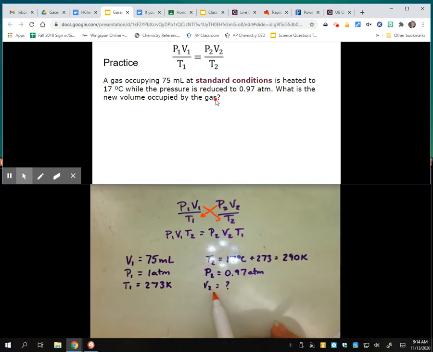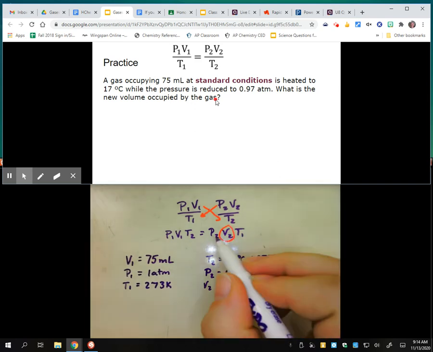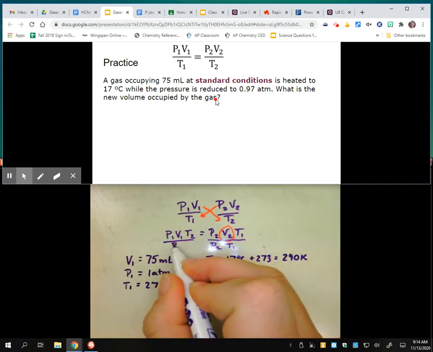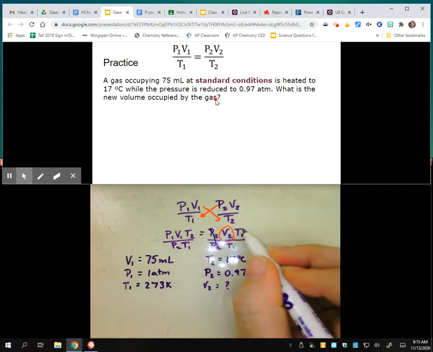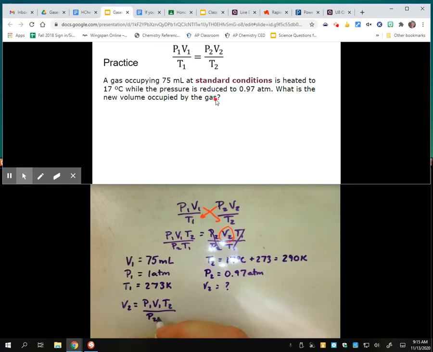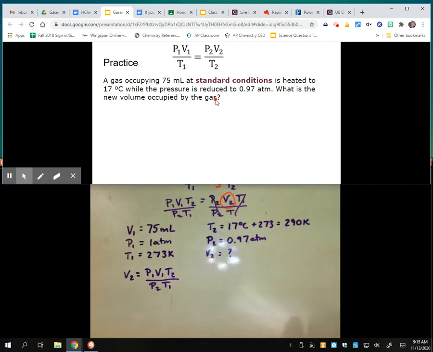In this problem, I'm going to be solving for V2. So I'm going to circle that, and then I want to move everything away from V2. So I'm going to divide both sides by P2 T1. And they cancel out over here. Now I have my rearranged equation of V2 is equal to P1 V1 T2 over P2 T1. At this point, it is now just plug and chug. Just make sure that you put things where they need to go.